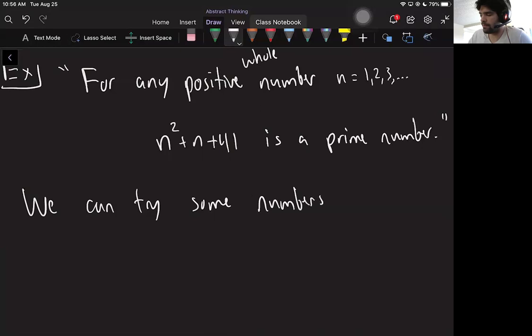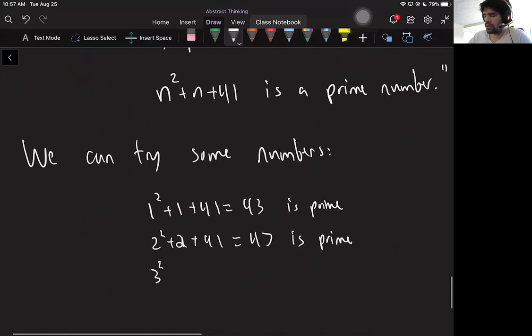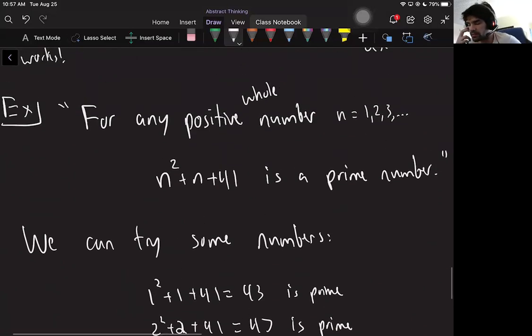So if I plug in 1, what's that, 43? That's prime. If I plug in 2, what is that, 47? It's also a prime number. If I plug in 3, I think that's 53, right? It's also prime. So you start thinking, this seems to be a pretty good statement. Seems to be true. No matter what I plug in, it seems to be a prime number.